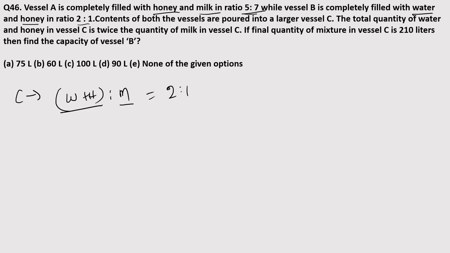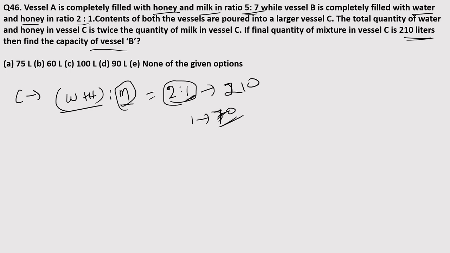In vessel C, water plus honey is to milk, the ratio is 2:1. If the final quantity of mixture in C is 210 liters, means these 3 units, 2 plus 1, 3 units equal 210, right? It is asking capacity of B. Very simple. If 3 units equal 210, so 1 unit equal 70. 1 unit is what? Basically milk, but milk is only coming from vessel A, because in vessel B I have only water and honey.